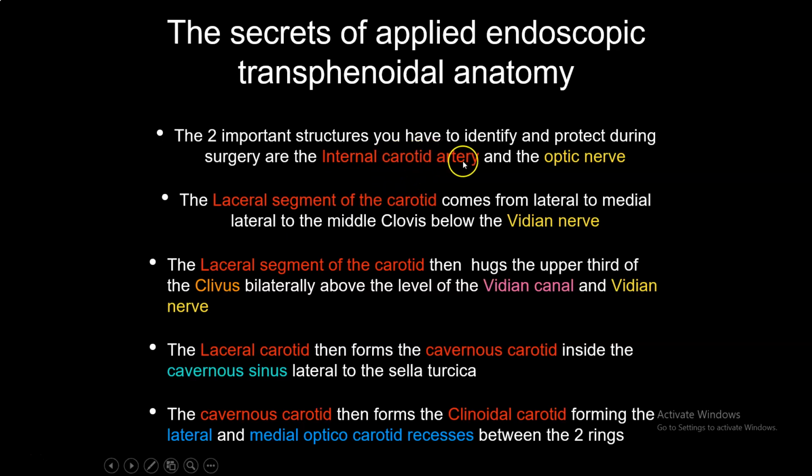We have to know the anatomy of 2 structures, the internal carotid and the optic nerve. The lateral segment of the carotid comes from lateral to medial, lateral to the midclivus, below the Vidian canal. So it comes from lateral to medial, and the Vidian nerve. This is a very important nerve. We'll talk about it in detail now.